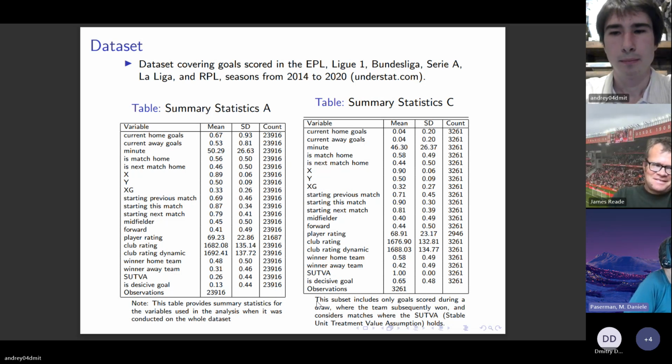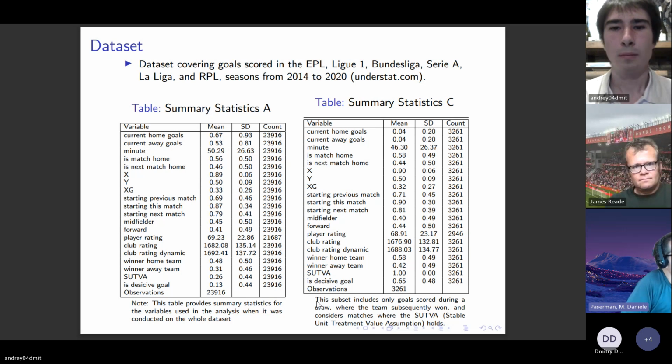When you do the heterogeneity, I'd be curious about looking at, and maybe that's sort of subsumed in the propensity score, the ones with high probability of being decisive versus not. But maybe a more transparent way of showing that is goals that were scored, say, in the first half versus the second half.